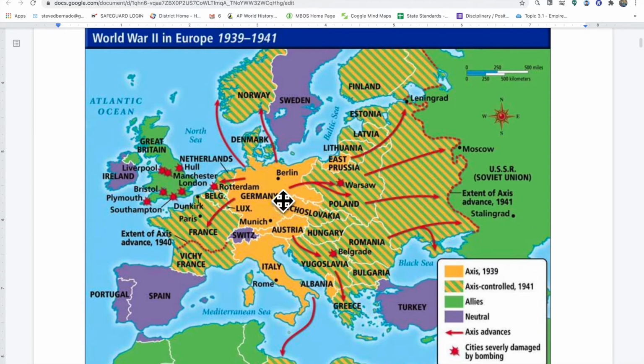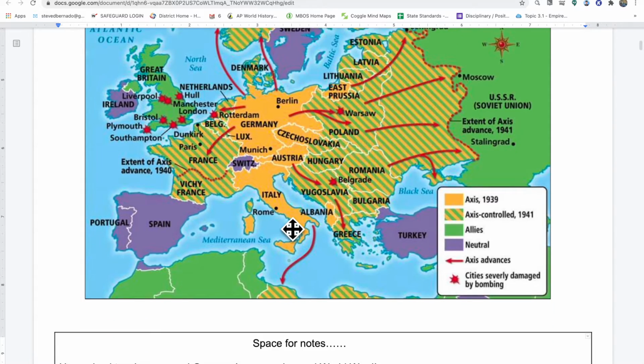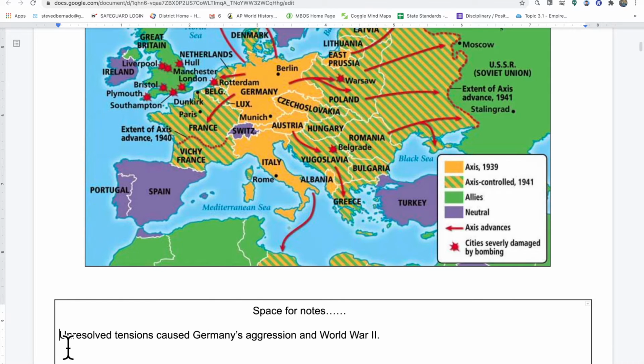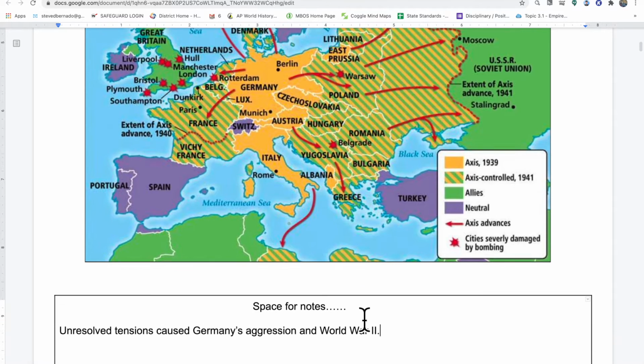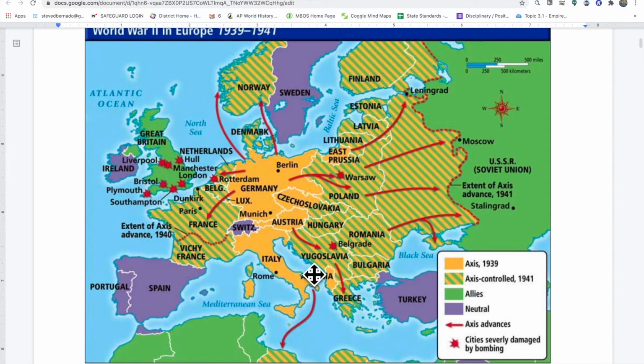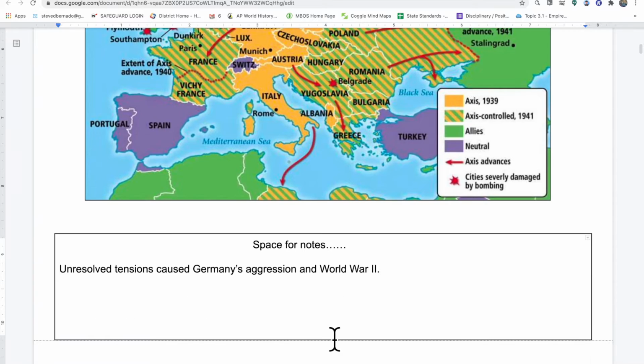I see Germany's aggression and their advances and invasions and bombings of different countries of Western Europe. I'm just going to make a quick note down here, and the only conclusion I drew was unresolved tensions caused Germany's aggression and World War II. That's my note. So we're going to take a look and see. When I look at this, it kind of looks like to a great extent. Okay, that's just my inference.